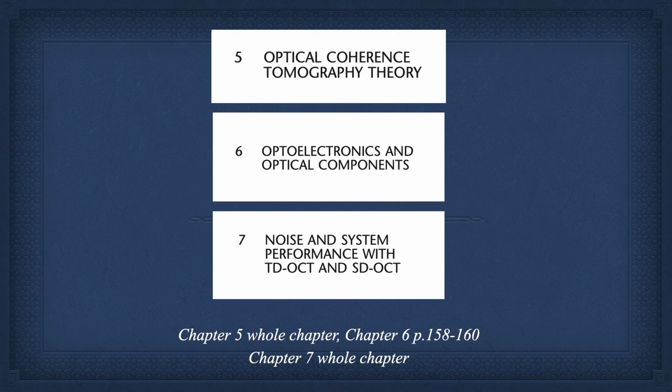Chapters 5 and 7, pretty much the whole chapter, will bounce between time domain and the other two embodiments. And then in chapter 6 on optoelectronics, the relevant area is pages 158 to 160. And there was something on one of the sites for the book from 2006, which I'll tell you why I haven't written a second edition in a moment.